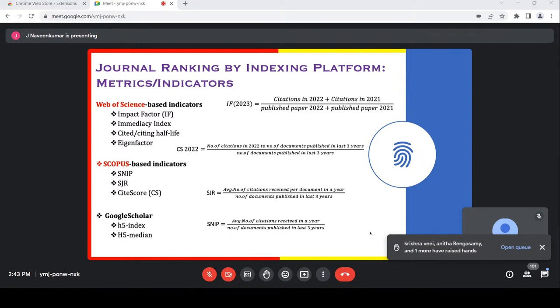The Web of Science, basically now we call it Clarivate. It's an American analytics company. It runs the Web of Science indexing database, which means all the journals and all the papers are indexed into that database. Web of Science is currently the second largest database in the world.